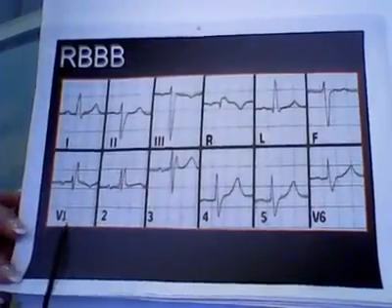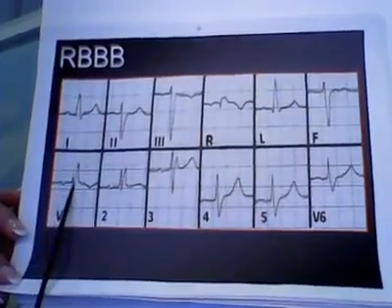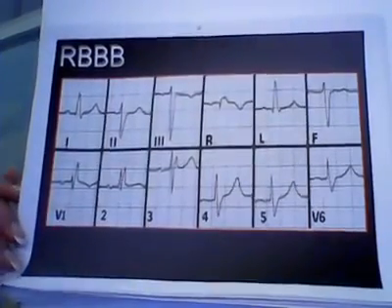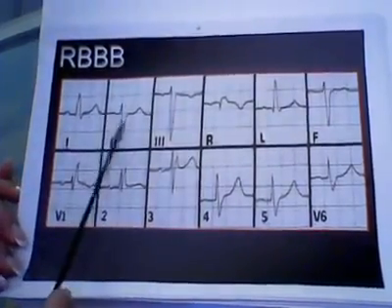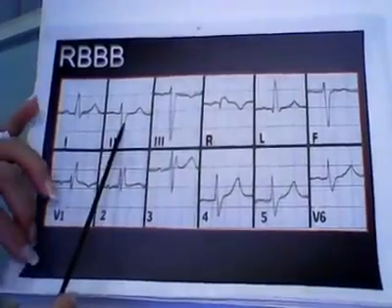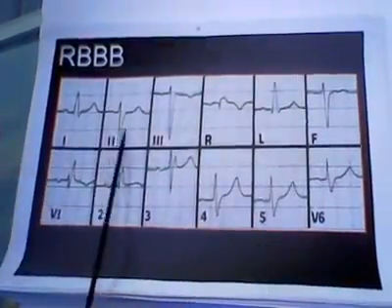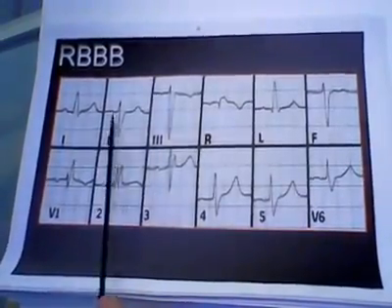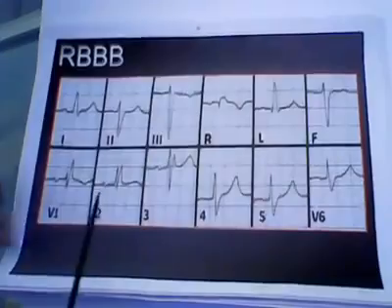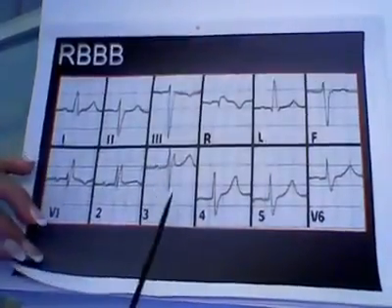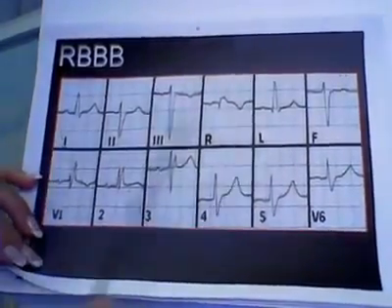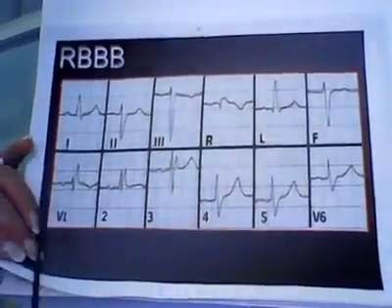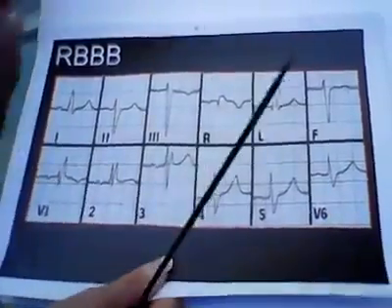Of course, we're in V1. You see, you have a little r followed by a big R. That's a right bundle branch block. You would never know that by looking at lead 2 or 3 or AVF. I mean, the fact that it's primarily negative in 2, 3, and AVF means he has a left axis deviation, but what else does he have here? There's a left axis deviation, and we have a left anterior hemiblock as well. But anyway, right now, he's got a right bundle branch block. Let me show you more.